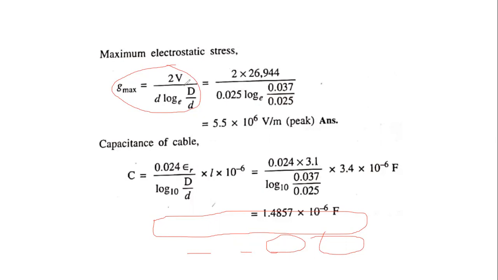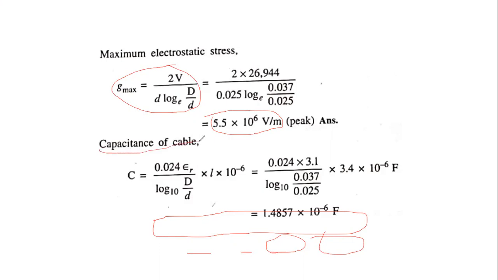Here small d is the core diameter and capital D is the total diameter including the insulation thickness. Substituting all the values in the G max formula, 2V by d log e D by d, the maximum electric stress is 5.5 into 10 power 6 volts per meter.